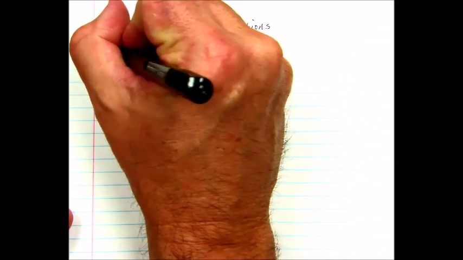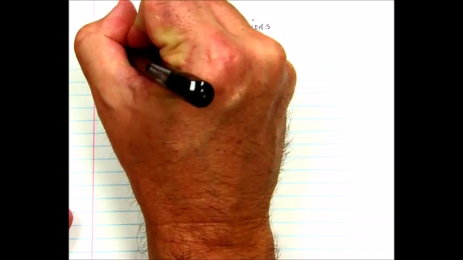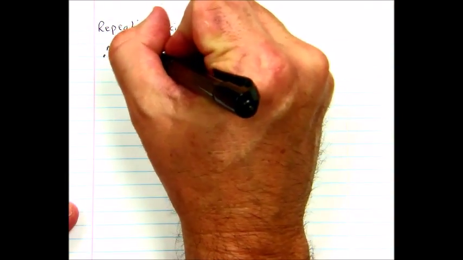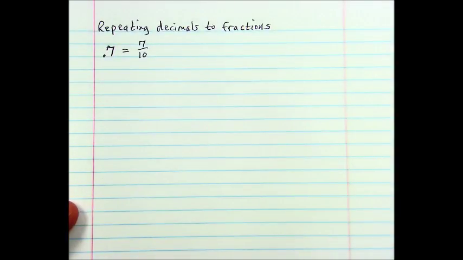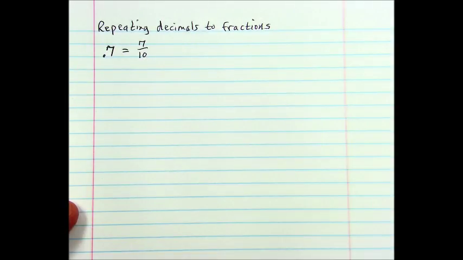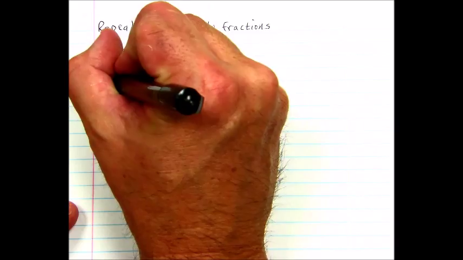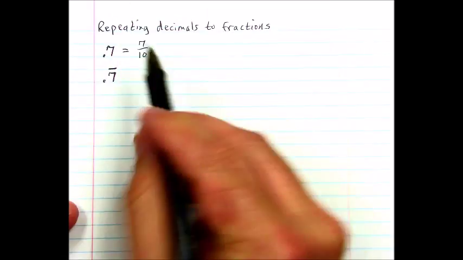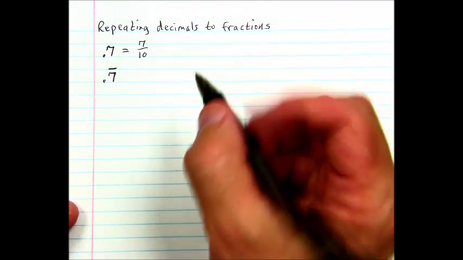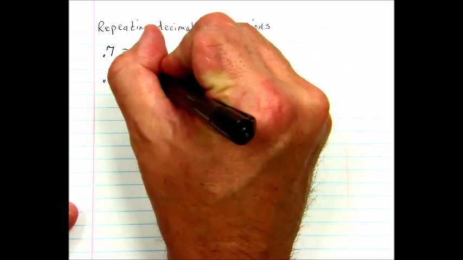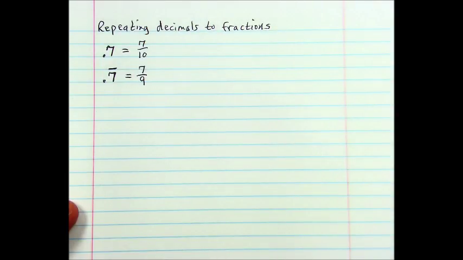For a terminating decimal, 0.7, what's the fraction? 7 tenths. This is the tenths position. But if I change that to 0.7 repeating, there is only one place that is repeating. So I need one digit underneath, and it's not a 10. It is a 9. That is 7 ninths.